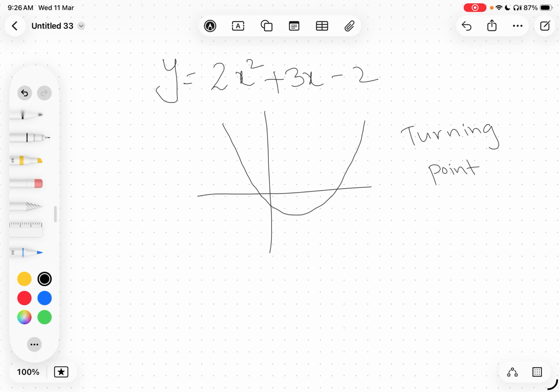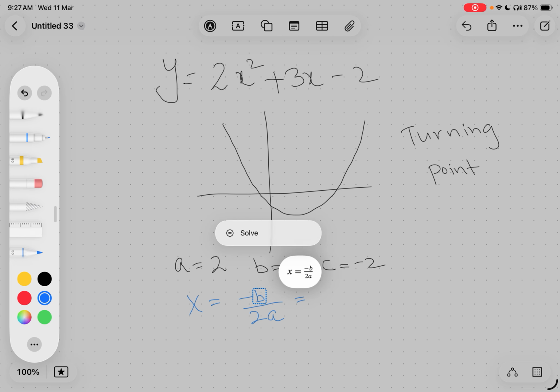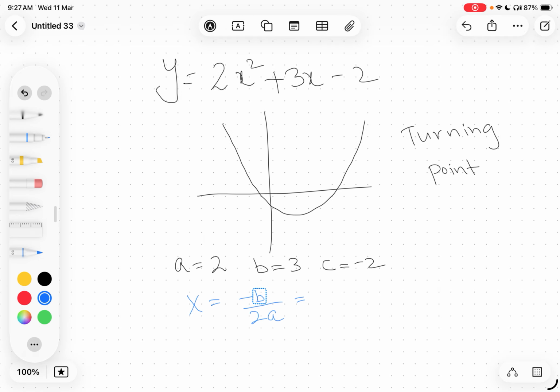If you look at the equation, you are familiar that a is equal to 2, b is equal to 3, and c is equal to minus 2. If we have to find out the turning point, we'll use a simple formula. That formula is x is equal to minus b over 2a. So, you are already familiar that x is equal to minus b over 2a.